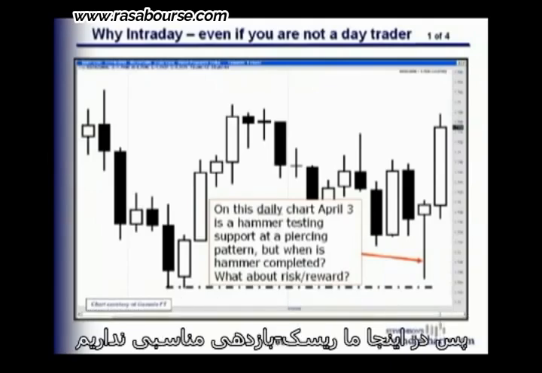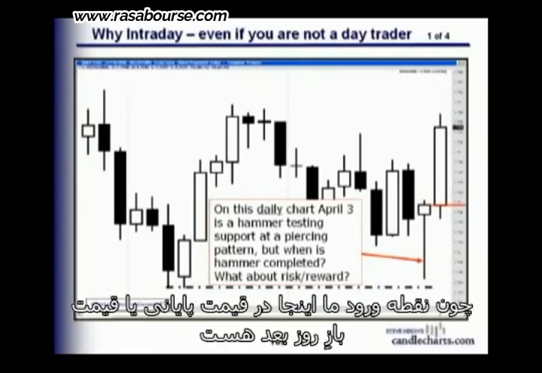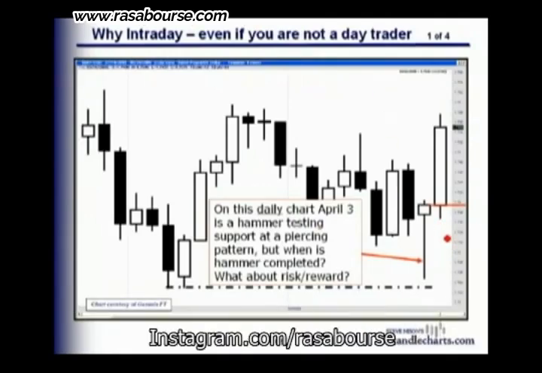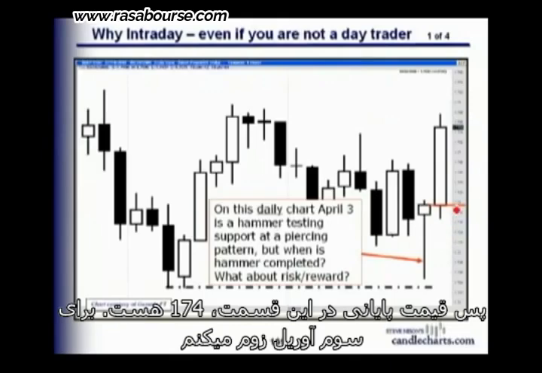So this would not give us a good risk-reward because our entry point is here on the close, or the next day's opening. So this would not be a good risk-reward. Okay. So this price area here is right around 174 on the close.